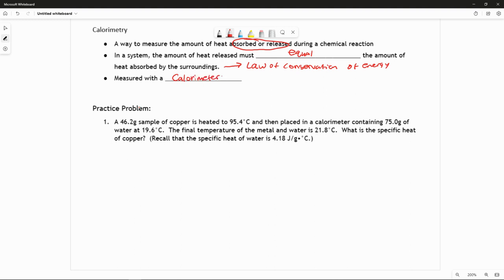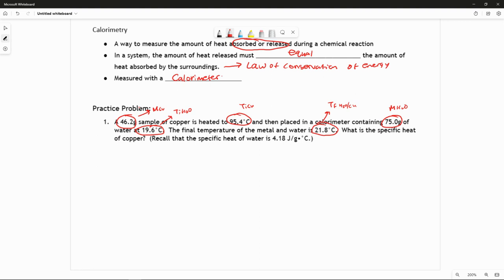All right, let's try a practice problem. A 46.2 gram sample of copper, so that's our mass for copper, Cu, is heated to 95.4 degrees Celsius, our temperature initial of copper, and placed in a calorimeter containing 75 grams of water, mass for water, H2O, at 19.6 degrees Celsius. That's our TI, temperature initial for water. The final temperature of the metal and water is 21.8 degrees Celsius. That is going to be our temperature final for both water and copper.